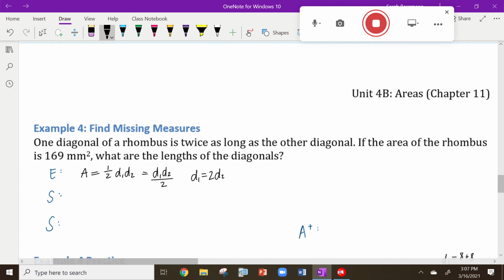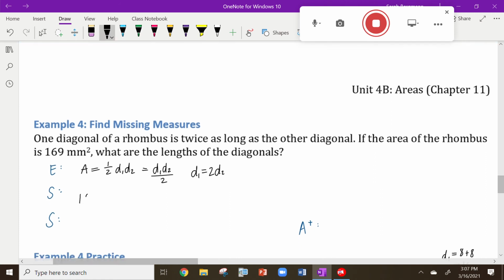Next, let's use substitution. I know the area is 169, and I know D1 is 2 times D2, so I get 2D2 times D2 over 2. I'm plugging in 2D2 for D1 using substitution. Now I have to solve. The first step to solve this is to multiply by 2 on both sides to get rid of the division by 2, or the 1/2. So I get 338.